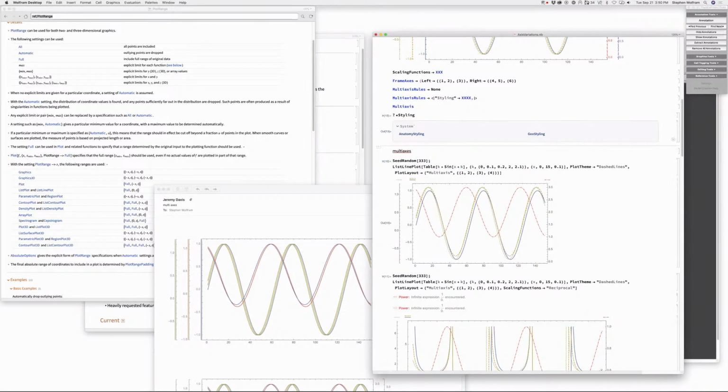Usually just anatomy styling and geostyling. Those are not options. They're directives, basically. Yes.